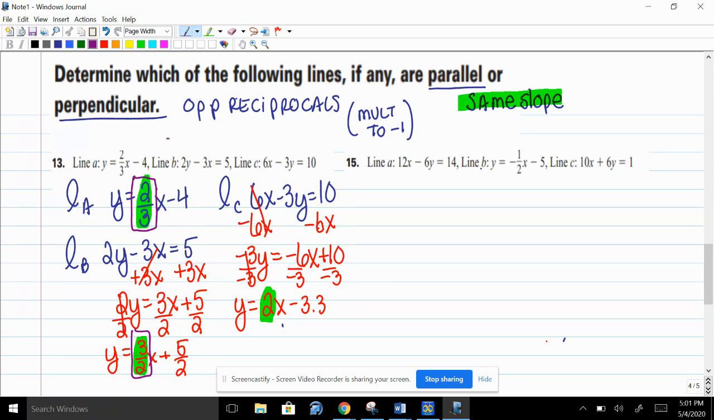So on the assignment, you're going to see a box that says something along the lines of no lines are parallel or perpendicular. If this was your problem, you would check that box. We don't have any parallel or perpendicular lines.